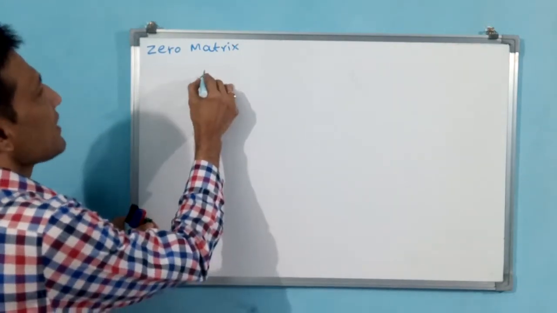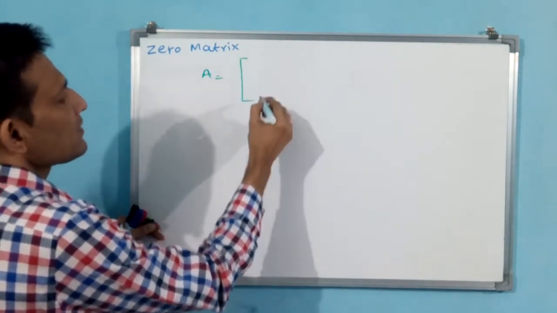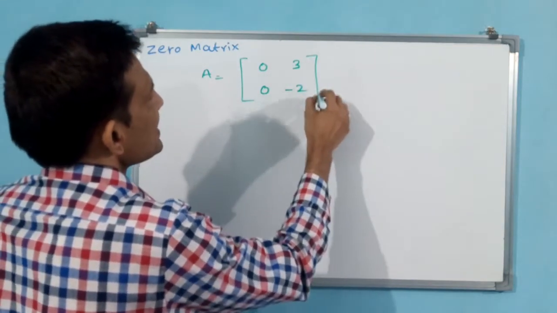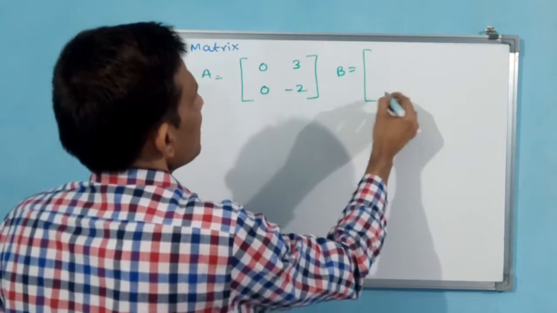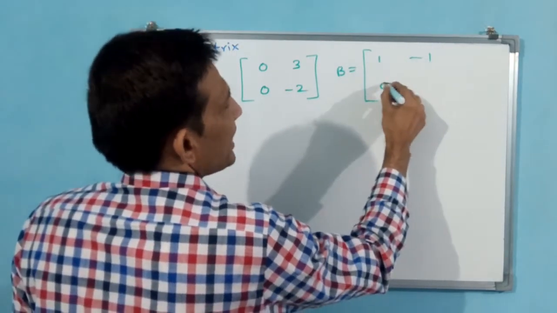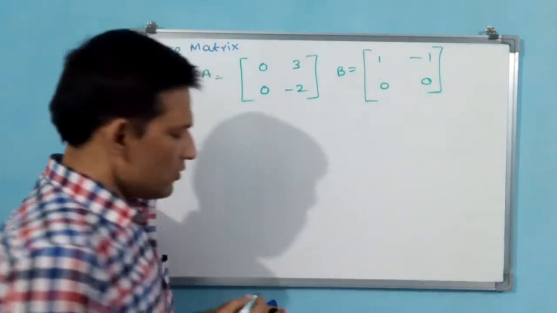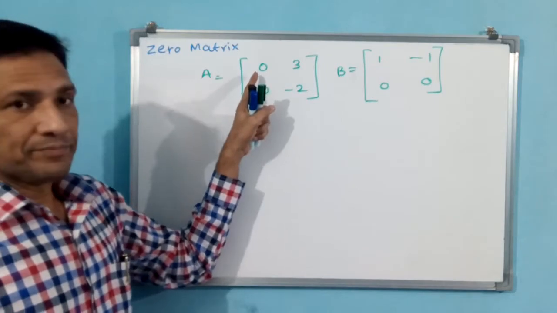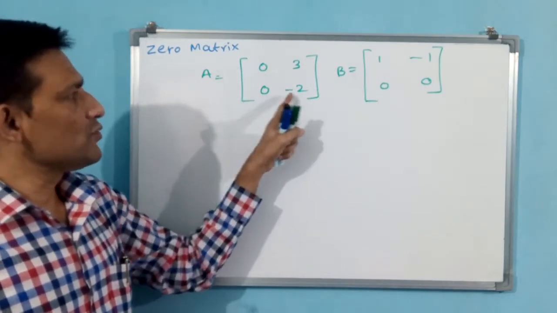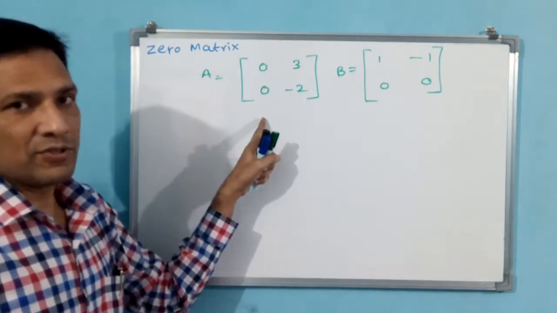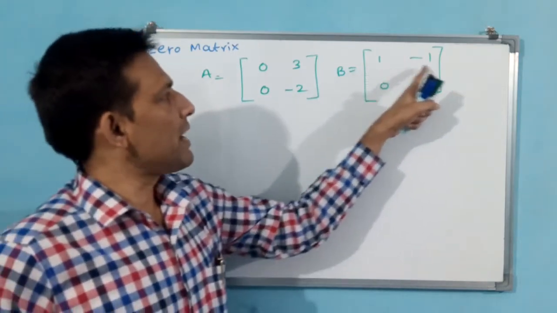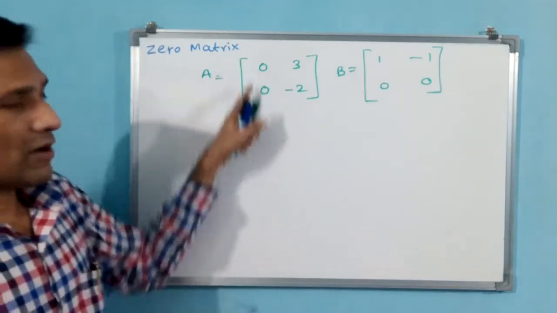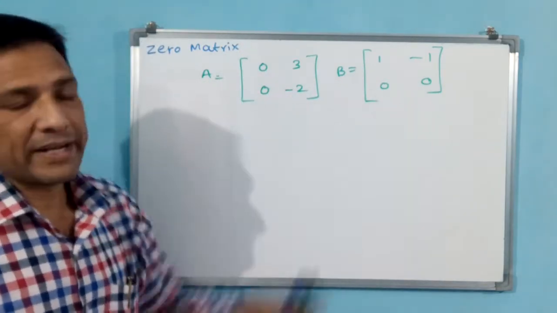Let us see what I am taking. Here A is a 2 by 2 matrix. The first column I have made 0. In B, the second row I have made 0. Carefully observe. A is 0, 3, 0, minus 2, which means the first column is 0. B is 1, minus 1, 0, 0, which means the second row is 0.